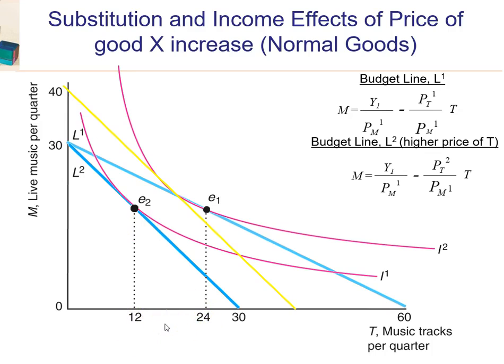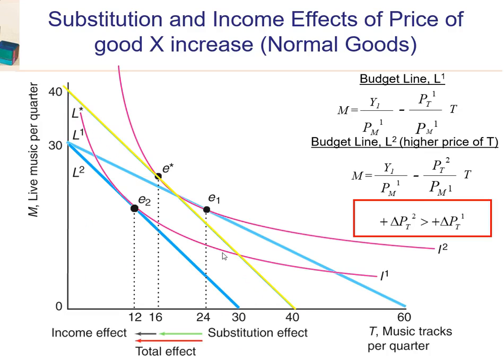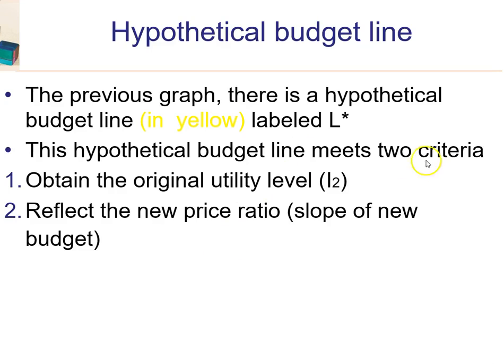Now, to figure out which part of this 12 unit reduction is due to the substitution effect and which part is due to the income effect, we need to graph another line. This other line is a hypothetical budget, represented here in yellow. This hypothetical budget in yellow meets two criteria. It allows us to obtain the original utility level, represented by I2 in this graph, yet it's going to reflect the new price ratio, this steeper budget constraint.